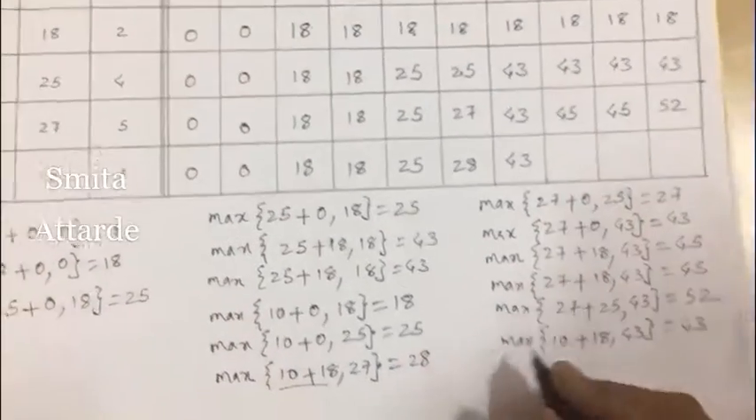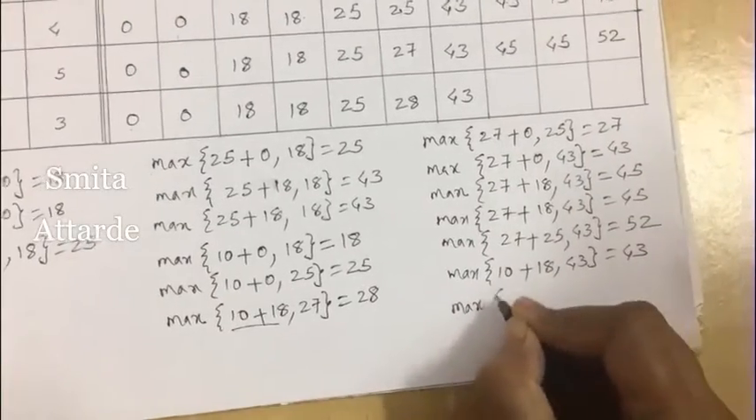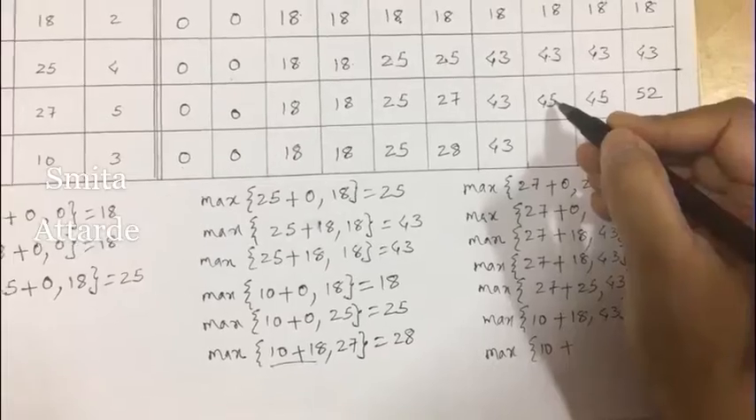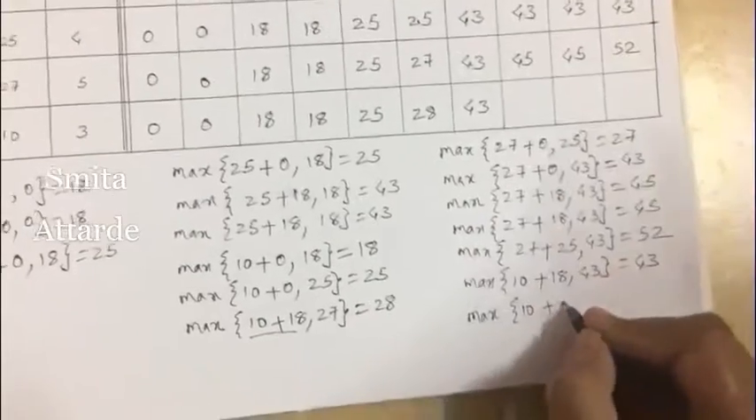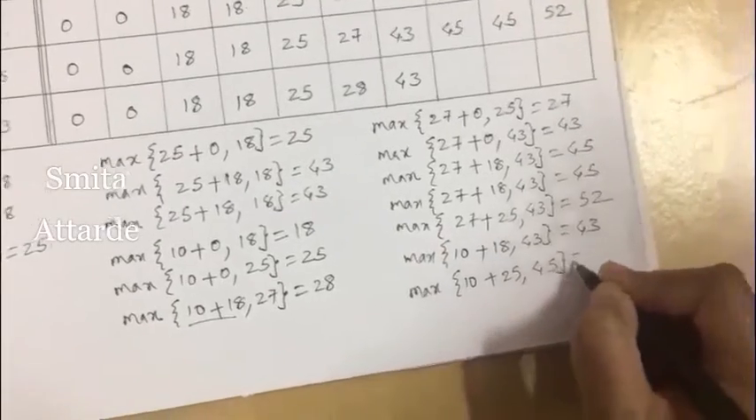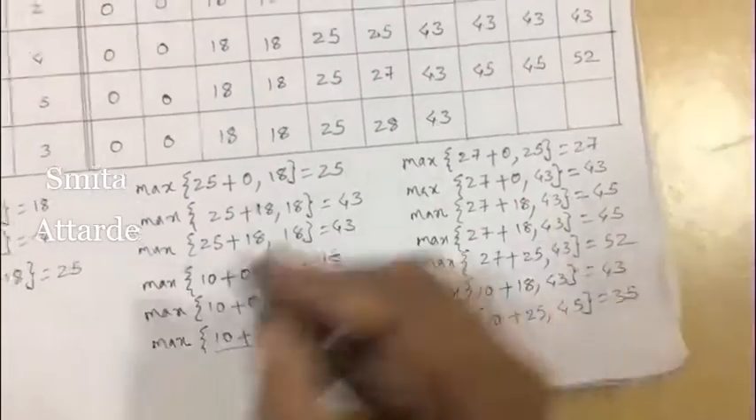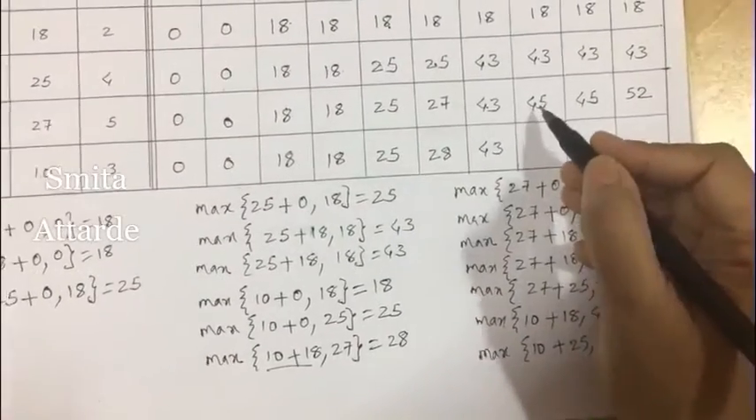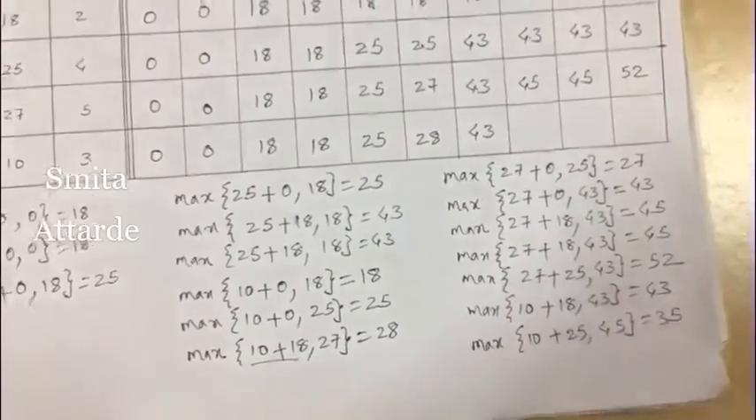Now this value, again I'll use the formula. Max profit of this item is 10 plus, one row above, 3 steps behind. 2, 3. So 25 and the one row above value is 45. So I get here 35. So one row above and 3, okay.